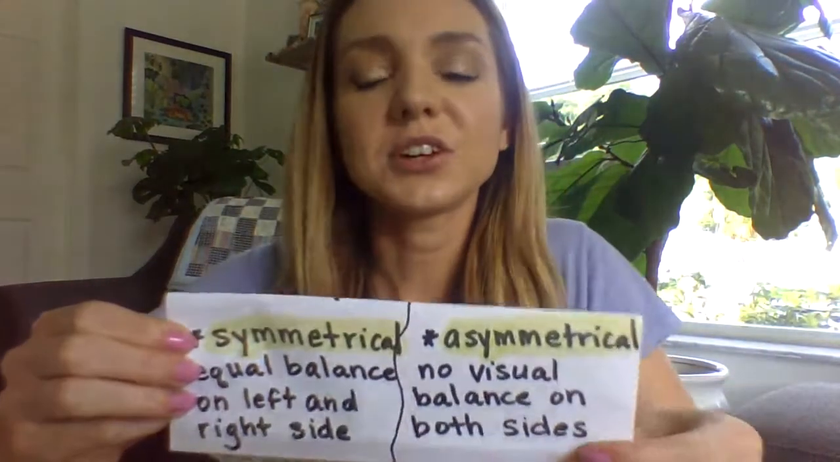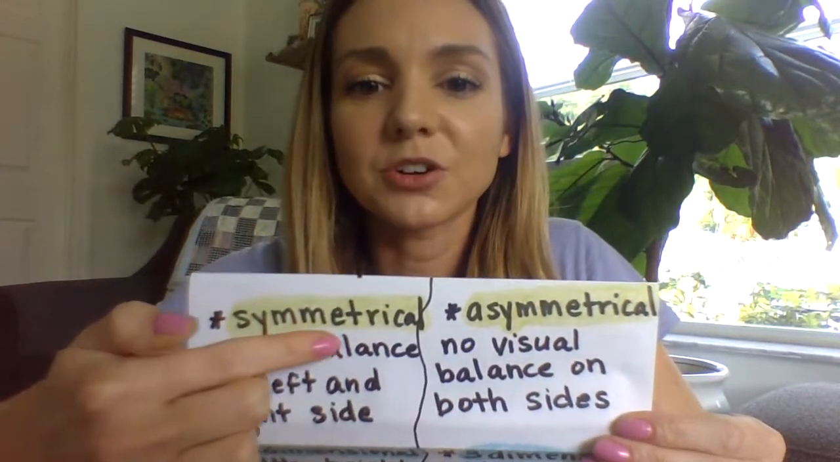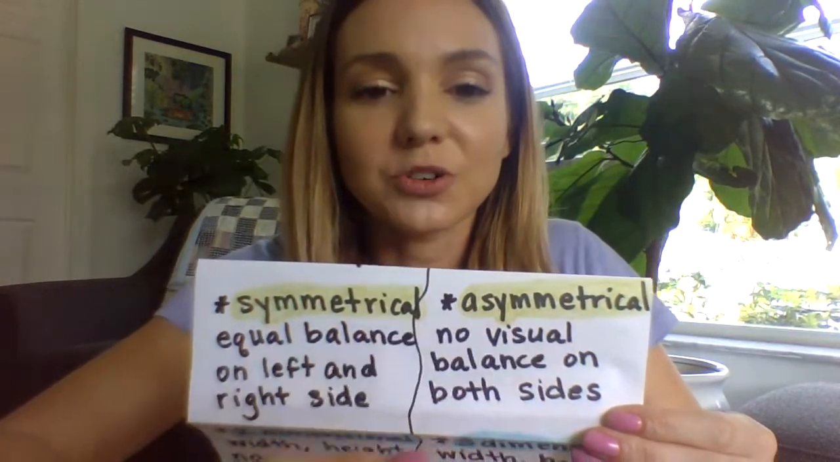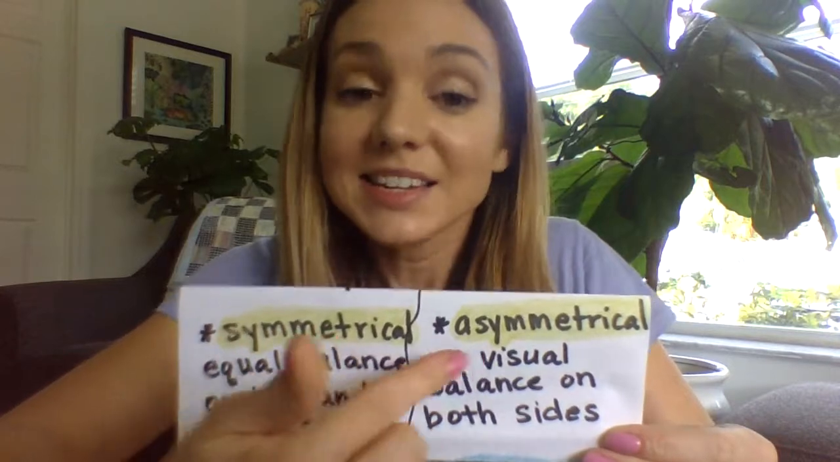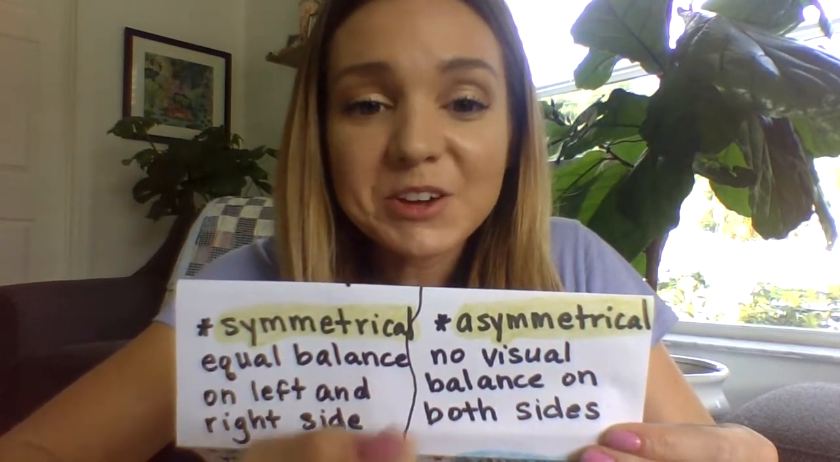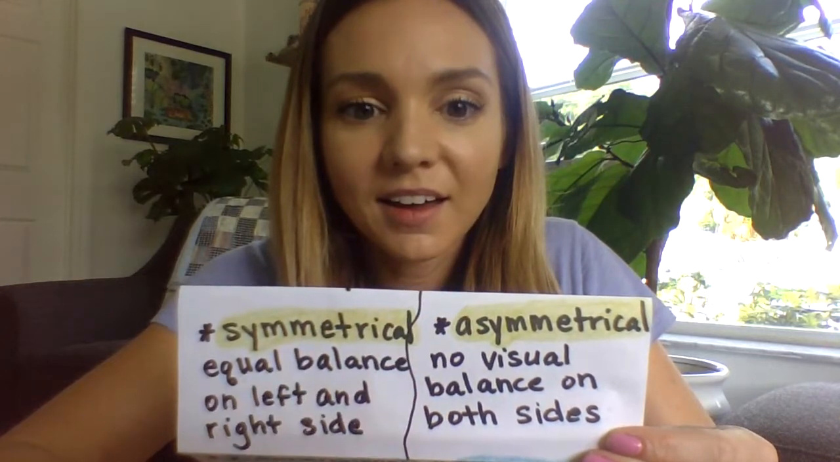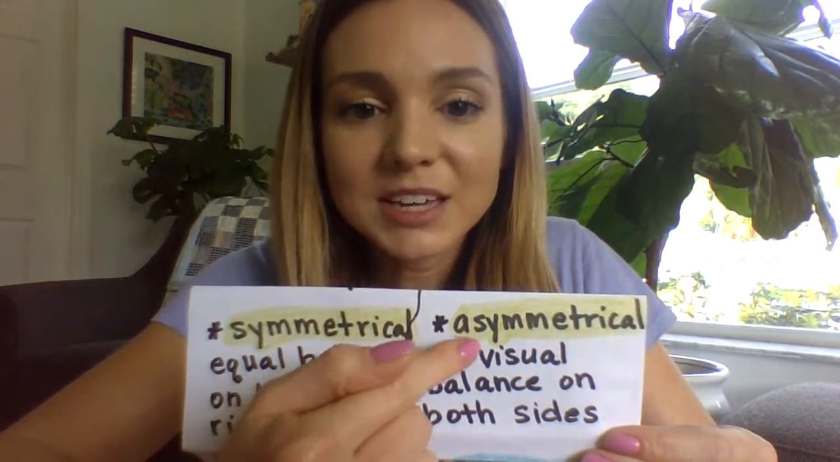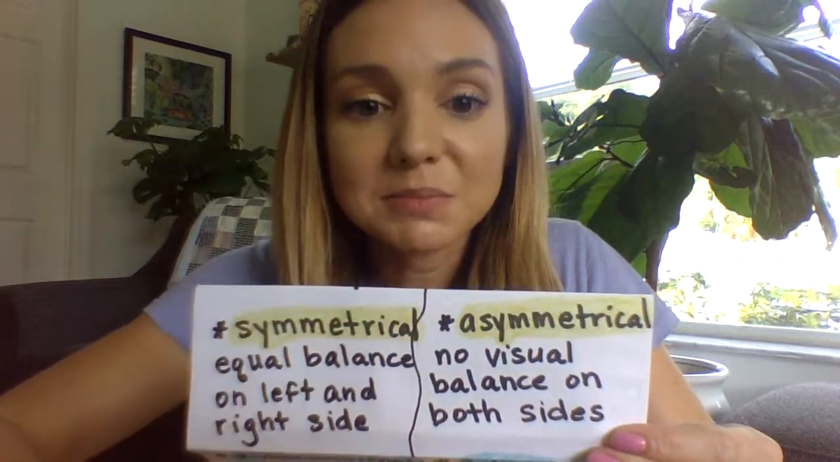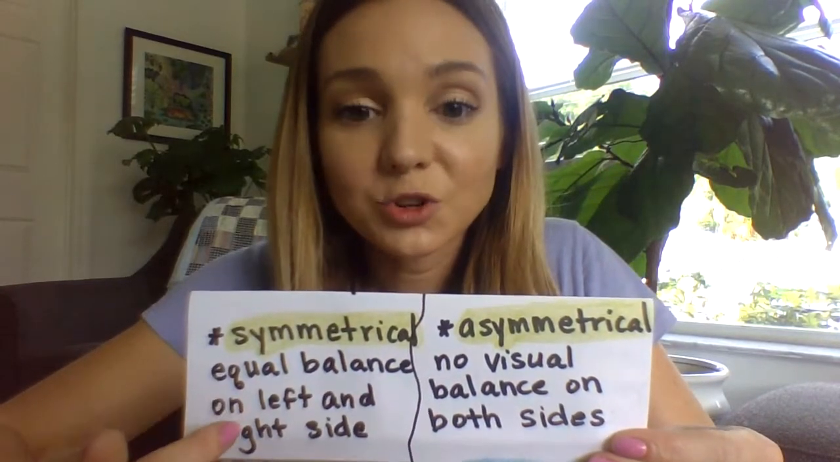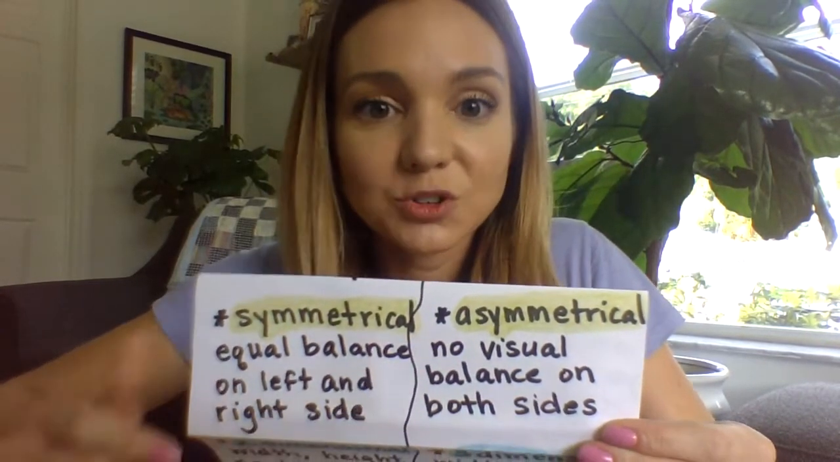Let's take a close look at those words, symmetrical and asymmetrical. These are basically the same words, but the only difference is that A. Look what happens when I cover it up. That A makes the rest of this word the opposite meaning. So symmetrical means it's balanced, asymmetrical means it's not balanced.